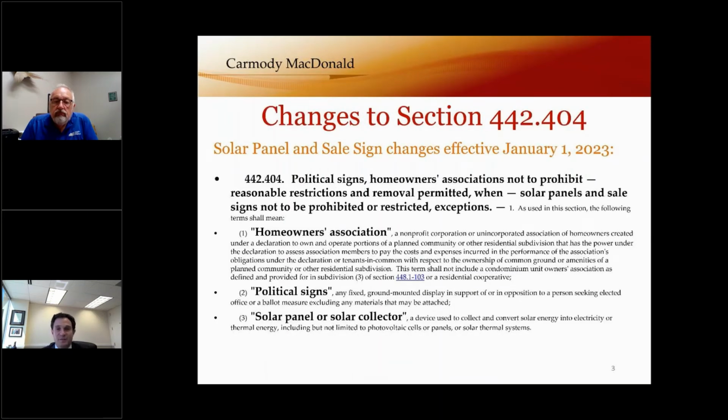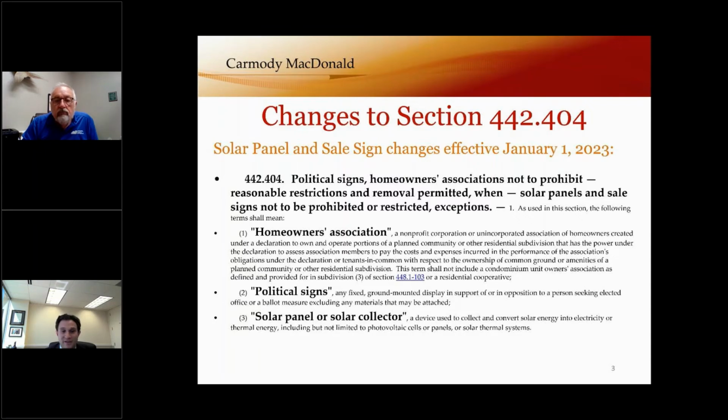So the statute's been changed by the legislature and signed off by the governor. That'll be effective January 1st of 2023. And we've got this new language here about a solar panel or solar collector. And so this new statute addresses solar panels and sale signs. And we've already seen a number of communities want to talk about solar panels and new solar rules and for sale signs in their communities.